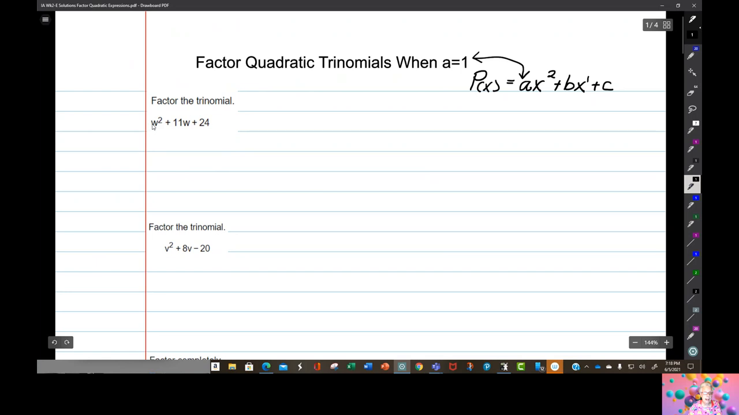Well, here I want you to notice that all of the A numbers are 1. Well, that makes life easy, as you'll notice. All you have to do when the leading coefficient is 1 and you've got a quadratic trinomial is look at the constant. The constant, right there. And what you need to do is factor it. 24 equals 1 times 24, 2 times 12, 3 times 8, and 4 times 6.